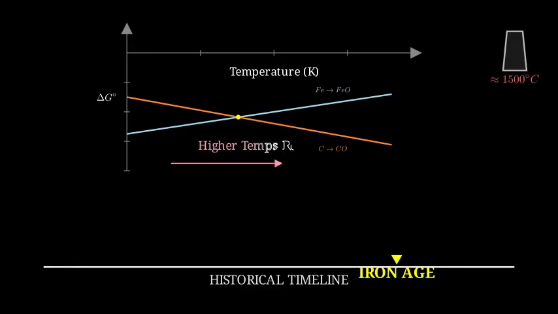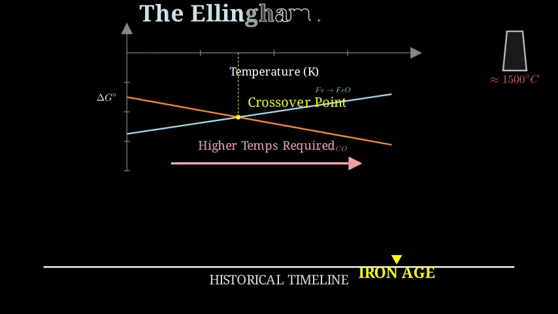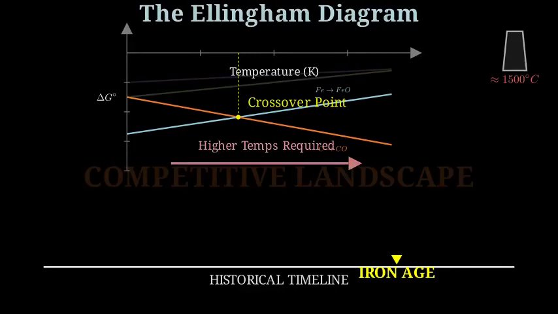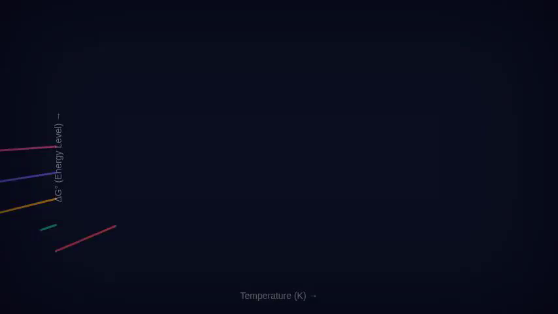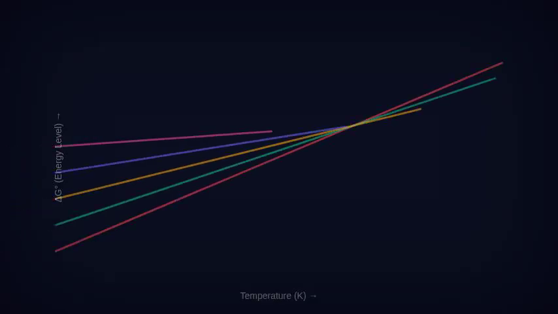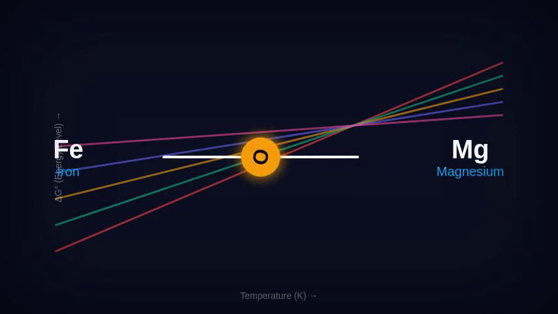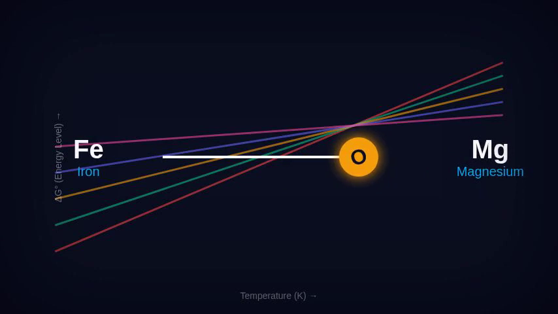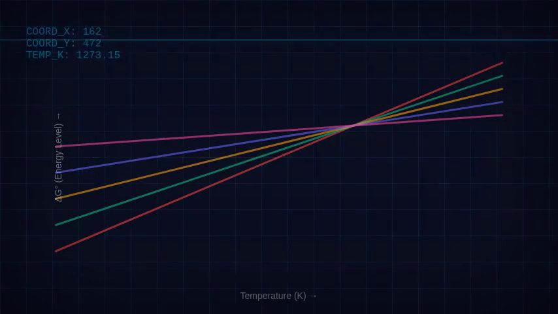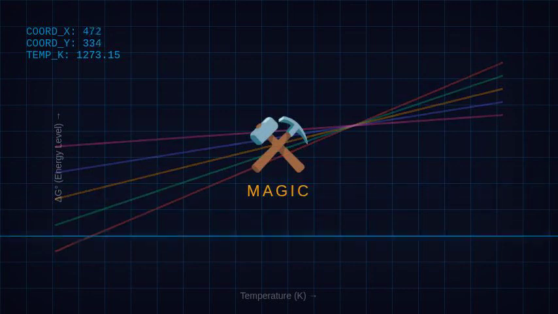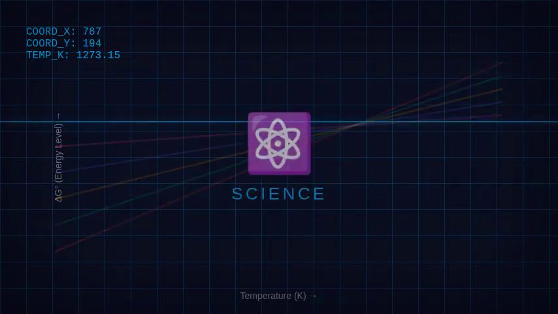The Ellingham diagram isn't just a collection of random lines, it's a competitive landscape. It tells us that everything in the universe is essentially in a massive tug-of-war for oxygen, and the winner is simply whoever can stay at the lowest energy level at a given temperature. It's a map that turned the magic of blacksmithing into the precise science of the modern world.